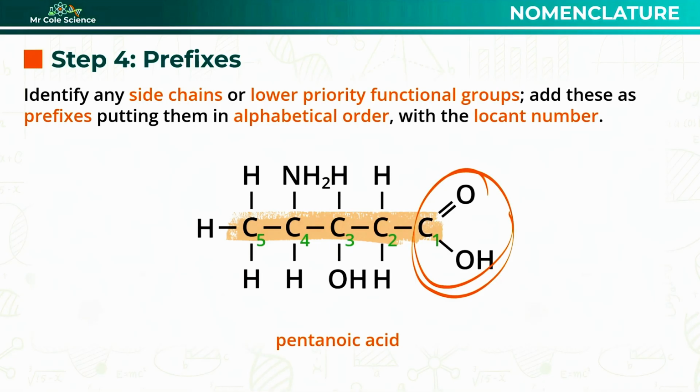Now for step 4, there are 2 additional functional groups we need to consider, a hydroxyl group on the third carbon atom and an amino group on the fourth carbon atom. So again, we put these as prefixes with their locants in alphabetical order. We don't worry about priority, we don't worry about locant numbers, we solely focus on alphabetical order. This gives us the complete IUPAC name of 4-amino-3-hydroxypentanoic acid.